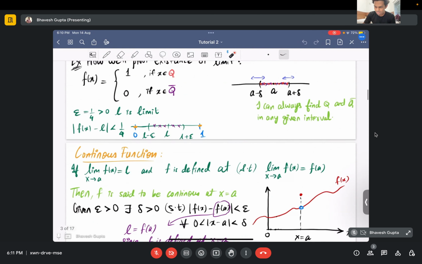Now you can see over here the domain is now the full real line, right? That's the difference over here. I hope this idea is clear. Can you give me one thumbs up so that I can move forward?